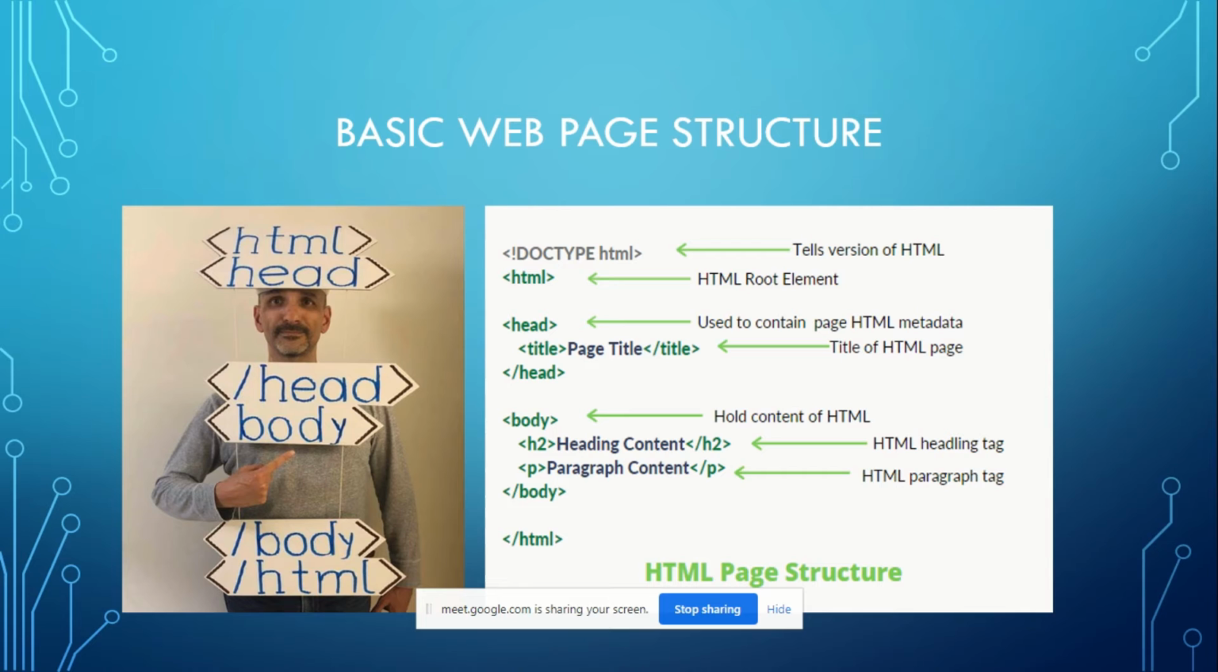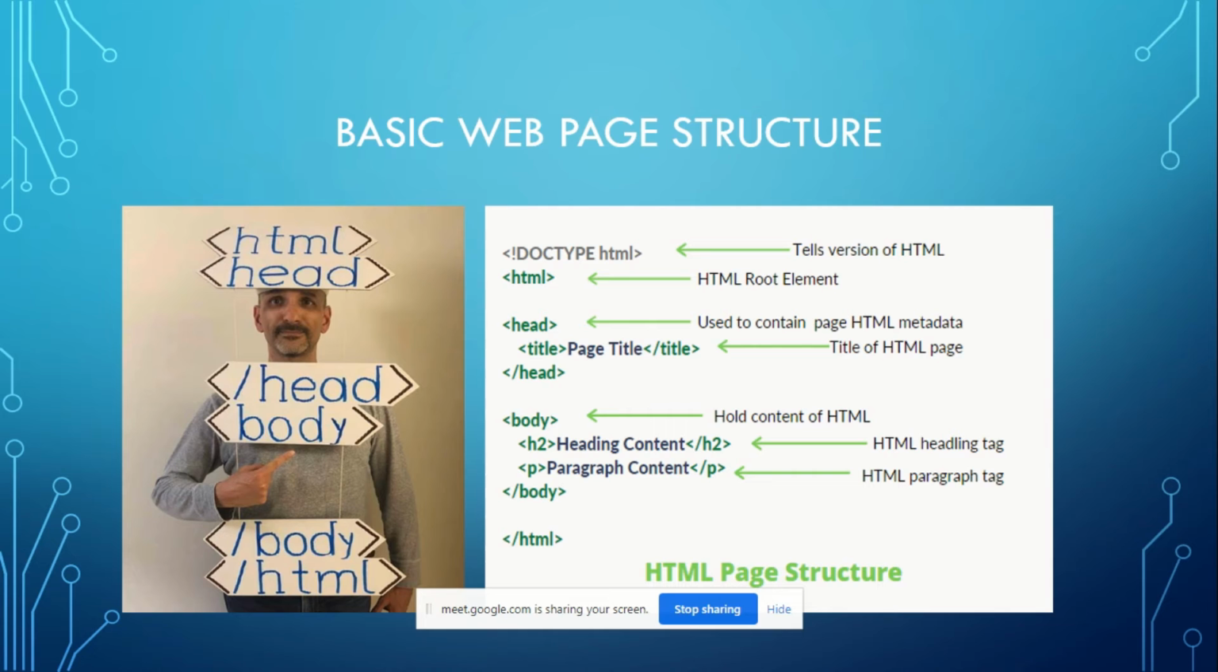Now this, what you see, is the basic structure of a web page. You have to start your page with the HTML tag and close it with the closing HTML tag. Then you go to the head section, which has the opening head tag and the closing head tag. The body section, which has the opening body tag and the closing body tag. Now on the other side is how it would appear in code.